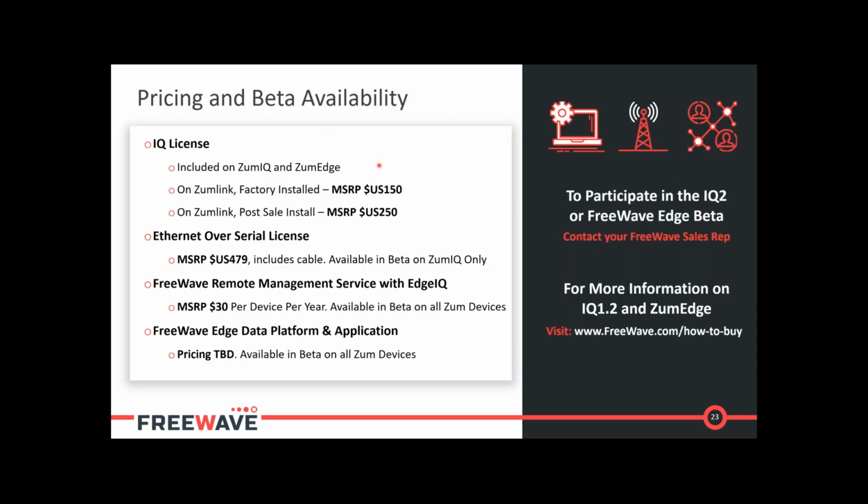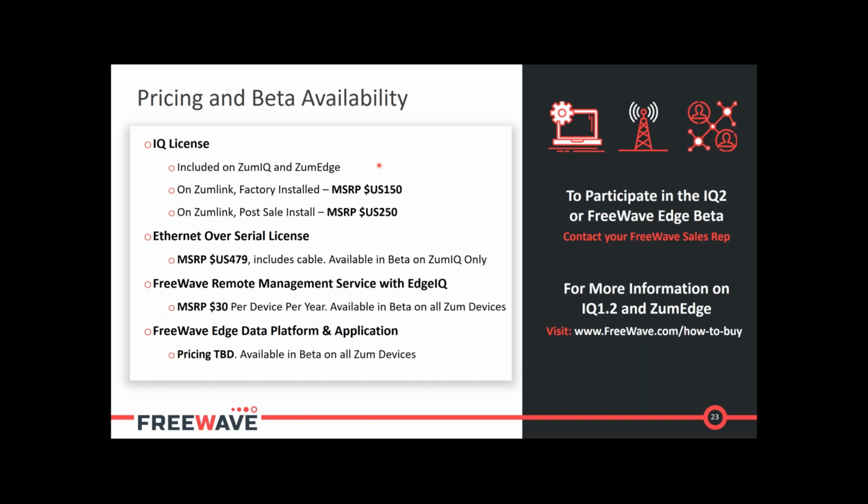And just to wrap things up on pricing and availability, the IQ license is included on the Zum IQ and the Zum Edge. On Zum Link, factory installed, it is available for $150 US. A post-sale install is $250.